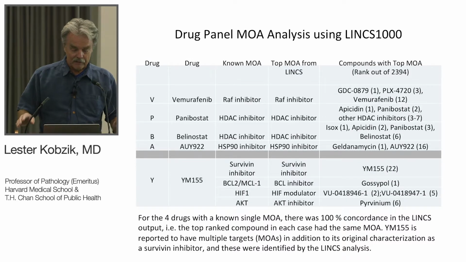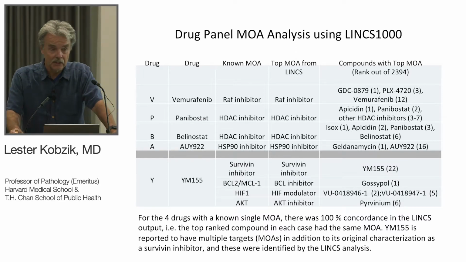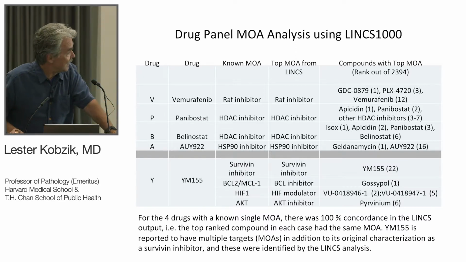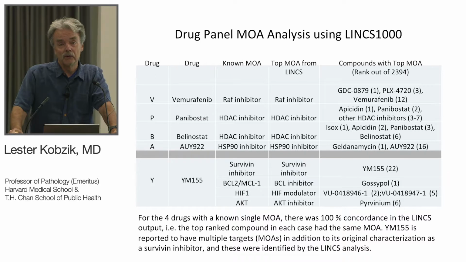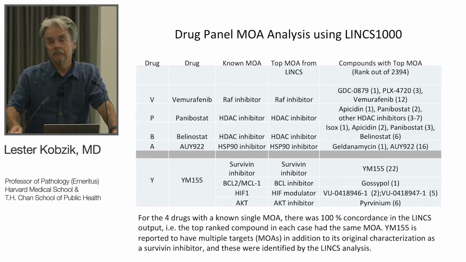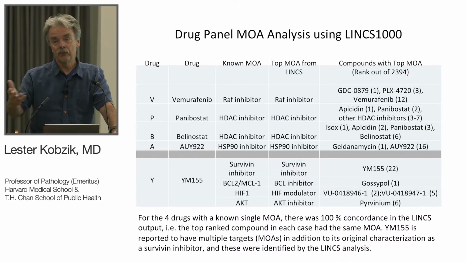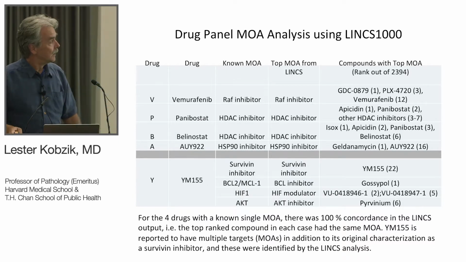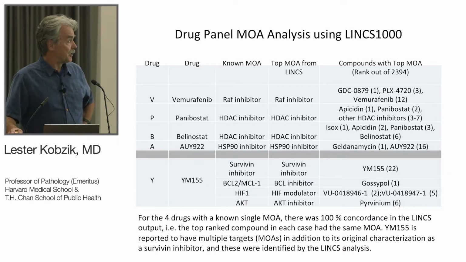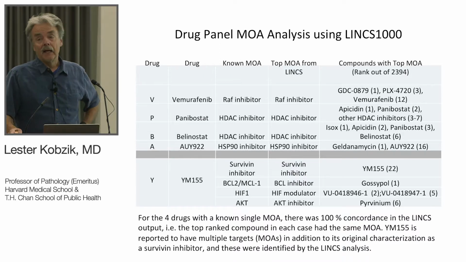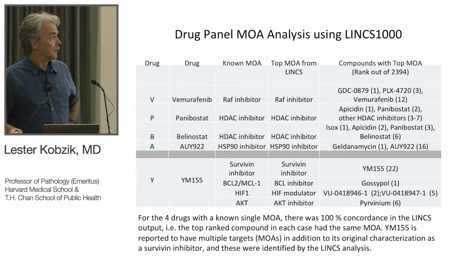Now, I've been leading you astray a bit because, in fact, V, P, B, A, and Y were not really unknowns. They were drugs we had chosen, and we knew what they were, but we were testing the system. But for argument's sake, this is as if we showed up with unknowns and we asked the system, can we identify how they're working? V is vemurafenib, which is a RAF inhibitor. That was the top category of mechanism of action identified with this query through the Lynx 1000.